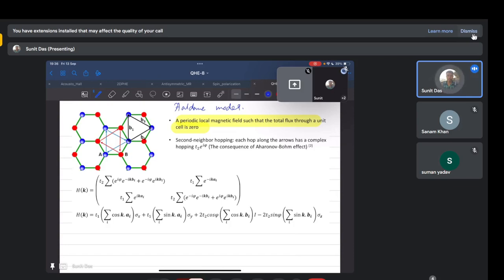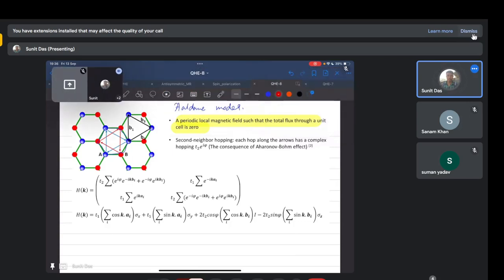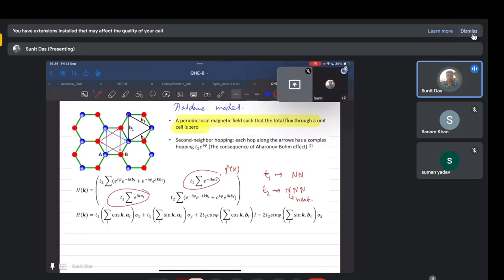So he considered that we have some kind of arrangement so that a local magnetic field can be created, where this is, let's say, the unit cell, and the total flux has to be 0 throughout it. Okay, and these are the conventional terms which we call Fk. Now we have two hoppings: T1 is nearest neighbor and T2 is next nearest neighbor. So he considered next nearest neighbor hopping also.